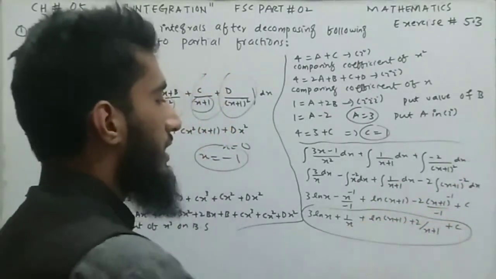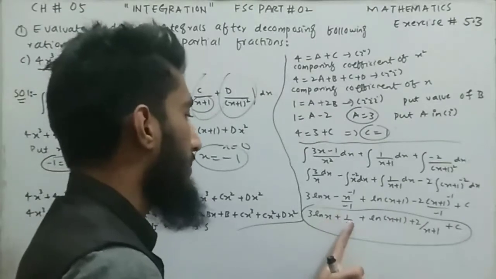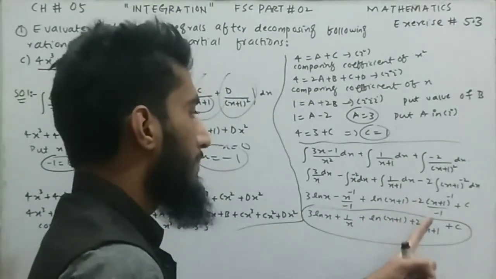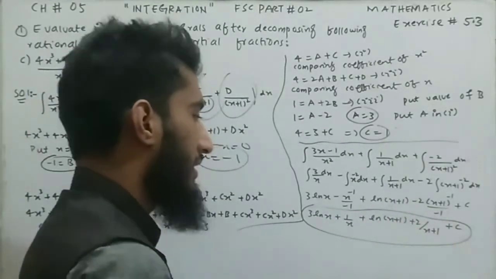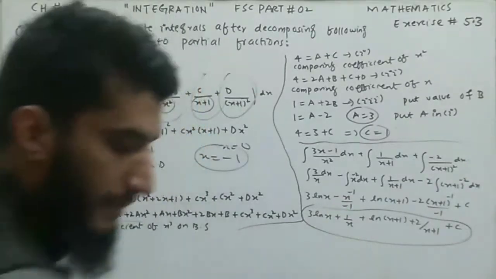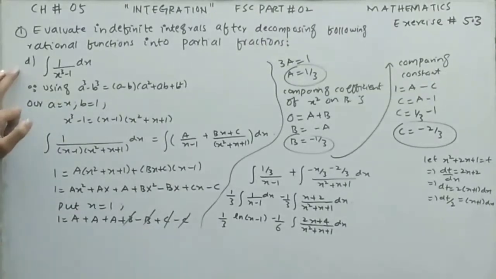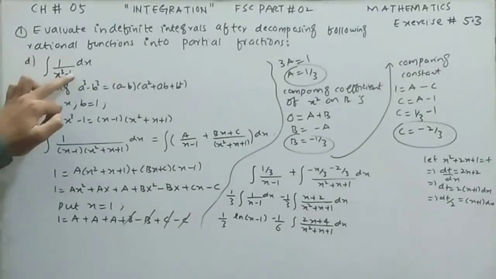By simplification, our required result will be 3 ln x plus 1 by x plus ln of x plus 1 plus 2 by x plus 1 plus constant of integration. This is the required result. Now move to the next part, part D. It asks us to integrate 1 over x cube minus 1 dx.